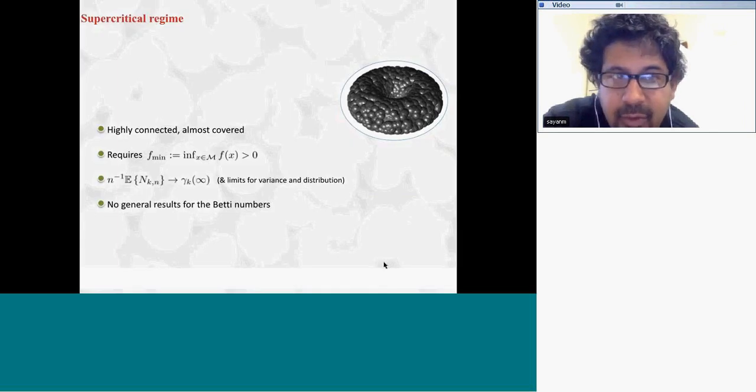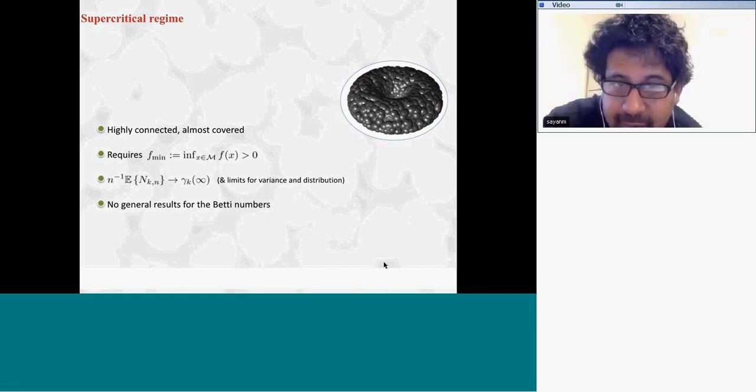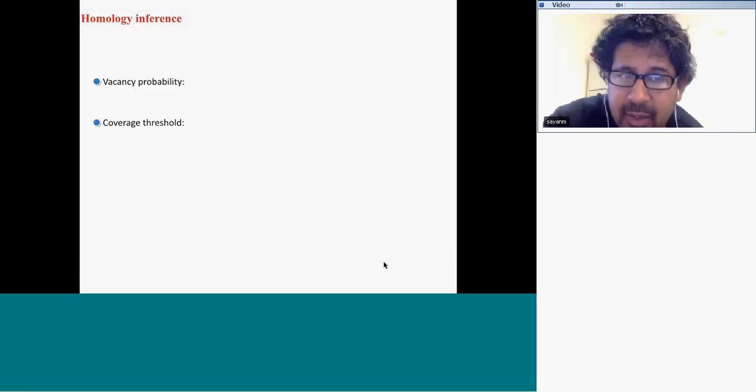And this is the supercritical regime. So here everything is highly connected. It's almost covered. We again can give you quantitative results about the critical numbers. We can give you limiting distributions for variance and means, but we have no general results for the Betti numbers. And we can do a little bit more.